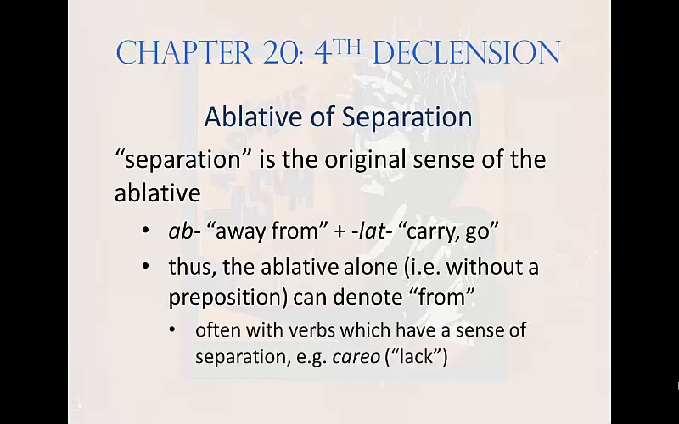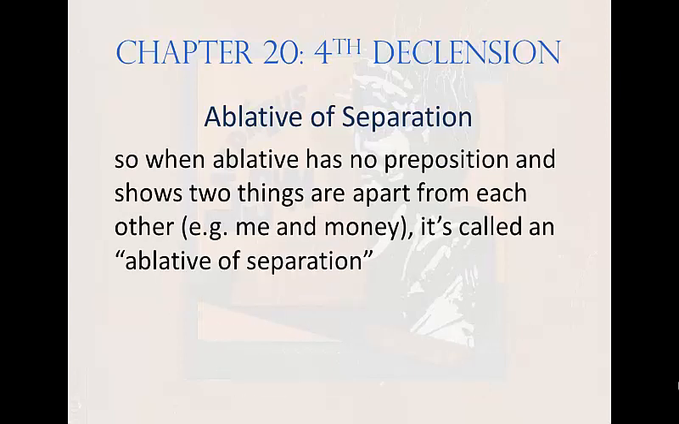The ablative of separation naturally occurs with verbs that have a built-in sense of separation, like the verb careo, which means lack. For example, pecunia careo. I lack money. Literally, I am separate from money. Notice the lack of any preposition in this construction. So when a word in the ablative has no preposition, and its meaning denotes that two things are apart from each other, for instance, me and money, then that use of the ablative is called the ablative of separation.